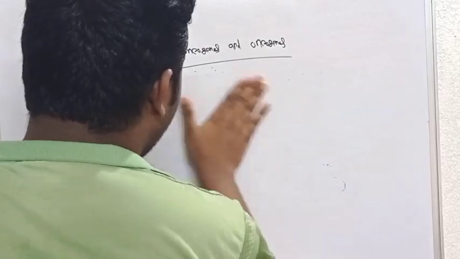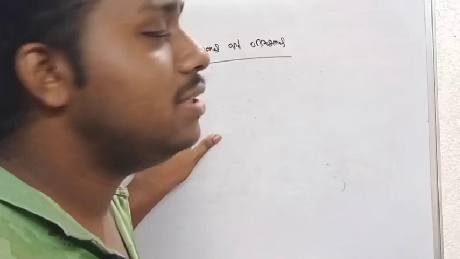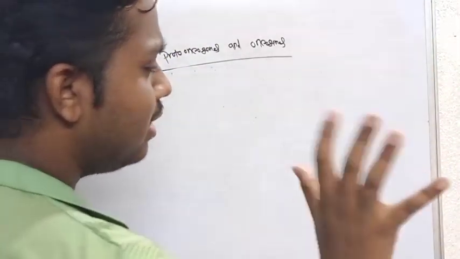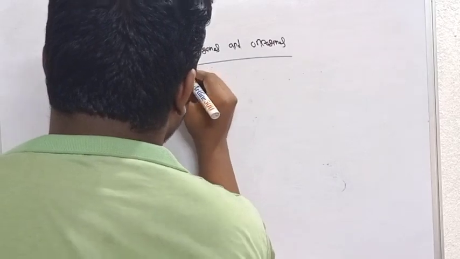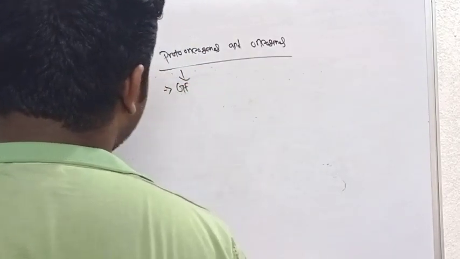What are proto-oncogenes? The very basic definition is that a proto-oncogene is a gene. Proto-oncogenes are a group of genes which produce different kinds of growth factors. These proto-oncogenes are not related to cancers. They are normally present in our body, in each and every cell.